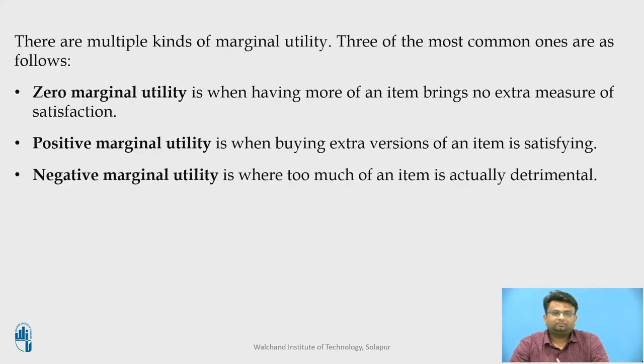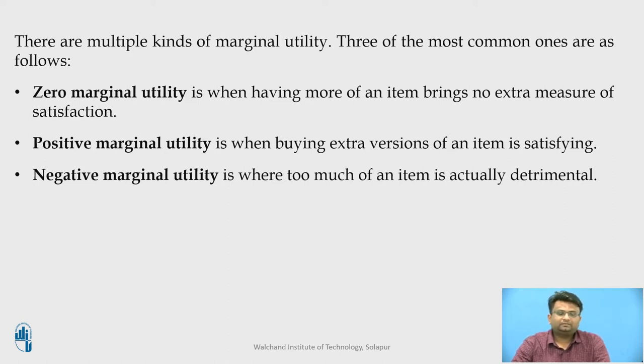There are multiple kinds of marginal utility. The three most common ones are as follows: zero marginal utility, positive marginal utility, and negative marginal utility. Zero marginal utility is when having more of an item brings no extra measure of satisfaction. For example, if you receive two copies of the same issue of a magazine, that extra copy has little added value. Positive marginal utility is when buying an extra unit of an item is satisfying. One such example could be a store promotion where the customer can walk out with free pairs of shoes if they buy two pairs of shoes.